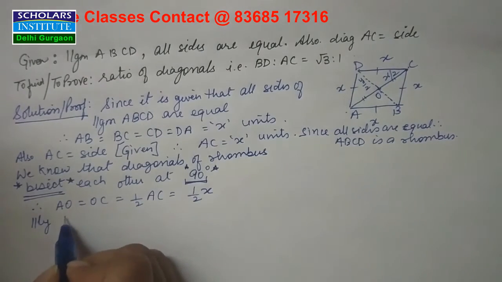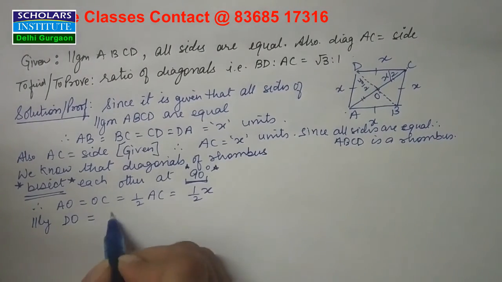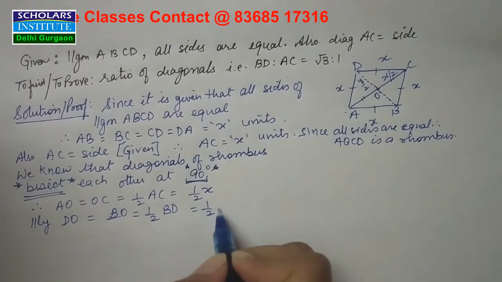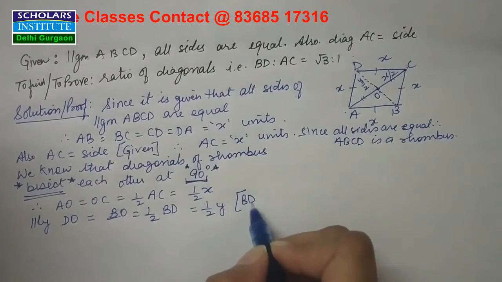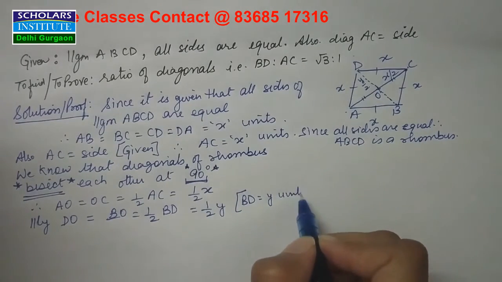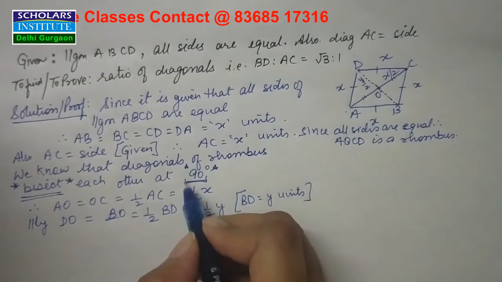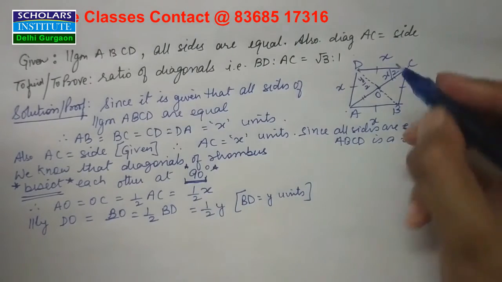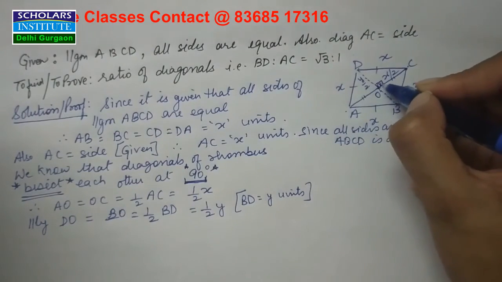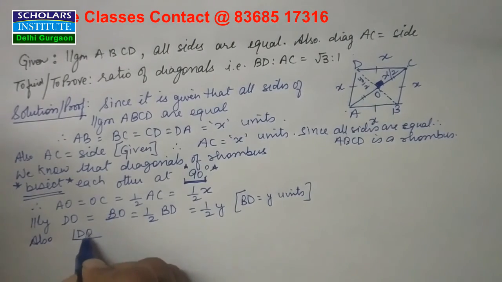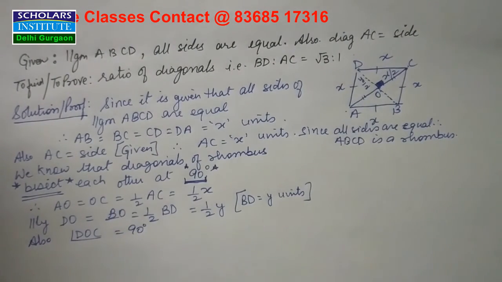Similarly, BO is equal to half of BD. Let it be half of y. Let us assume that BD is y units. Now, we also know that the diagonals of rhombus bisect each other at 90 degree. So this angle, pay attention, this angle is 90 degree. Angle DOC is equal to 90 degree.